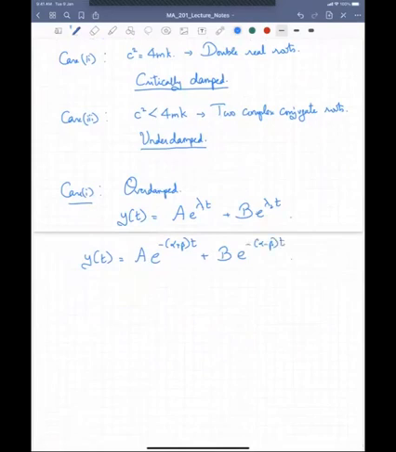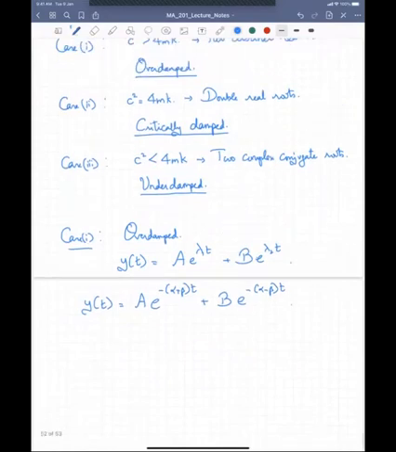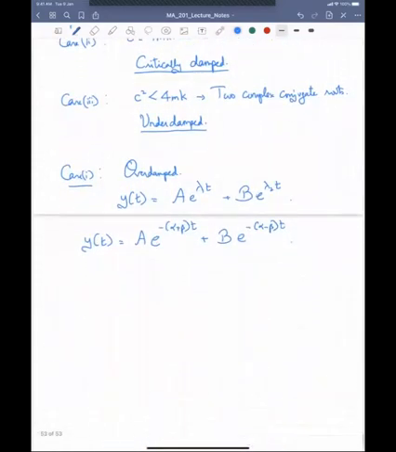Okay. So what does the solution represent? Alpha is positive, beta is positive, alpha plus beta is positive. Okay. So this is an exponentially decaying solution.